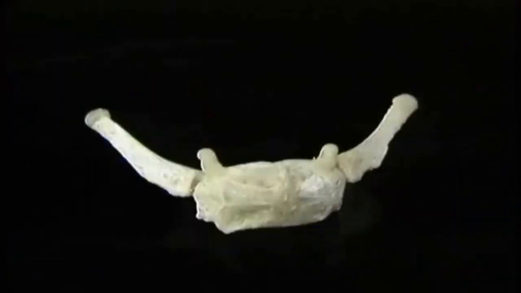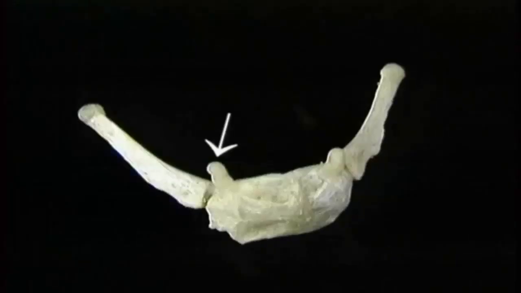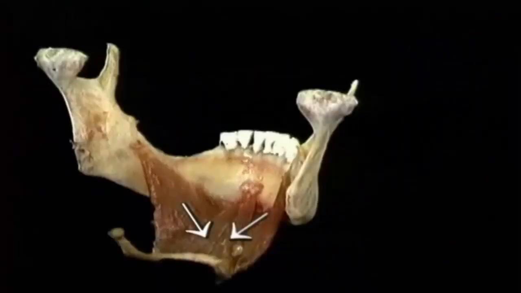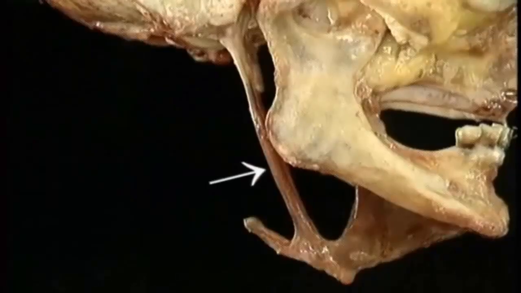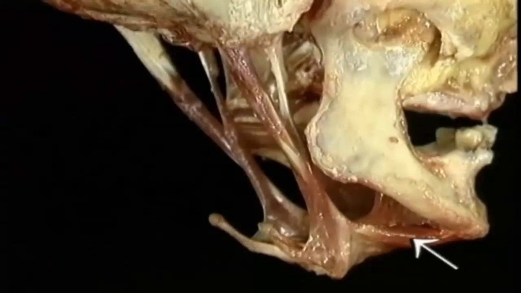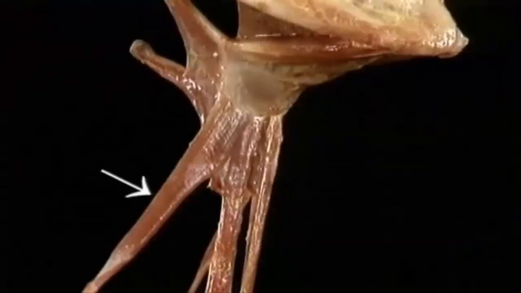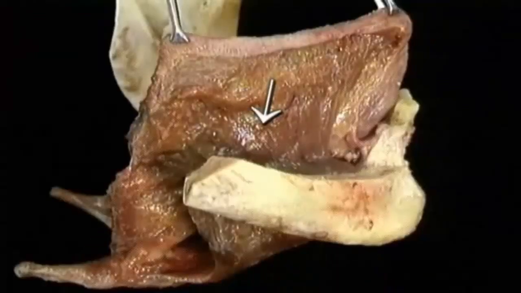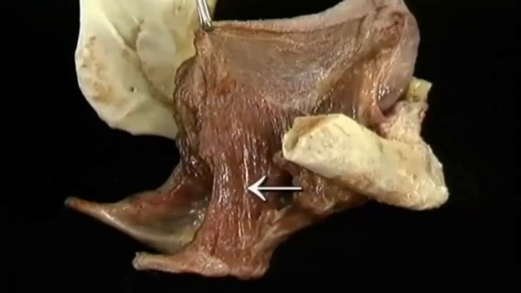On the hyoid bone, here's the body, the greater horn, and the lesser horn. Here are the mylohyoid muscles, the geniohyoid, the stylohyoid, the digastric, the omohyoid, sternohyoid, and the thyrohyoid. Here's the genioglossus muscle, and here's the hyoglossus.